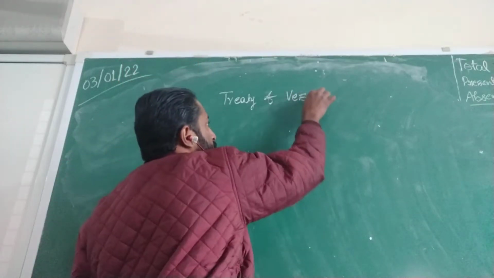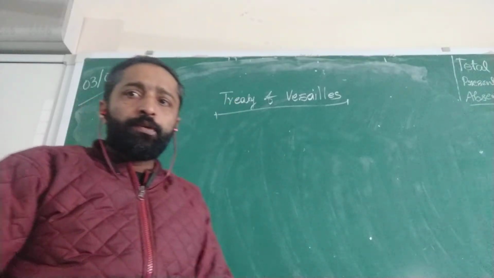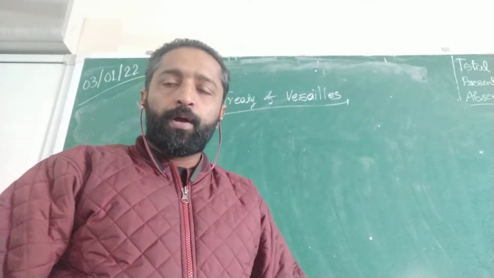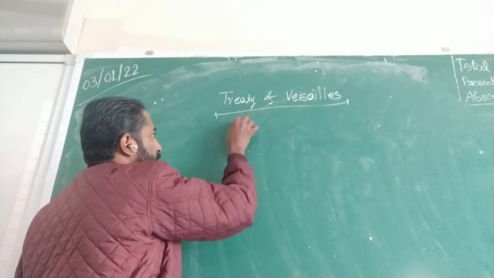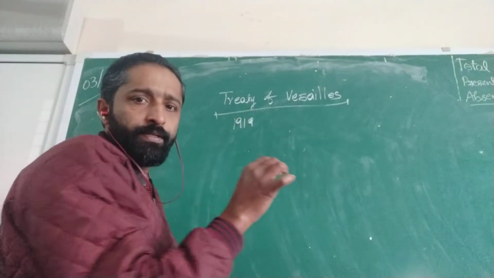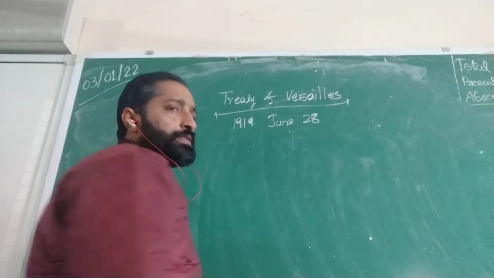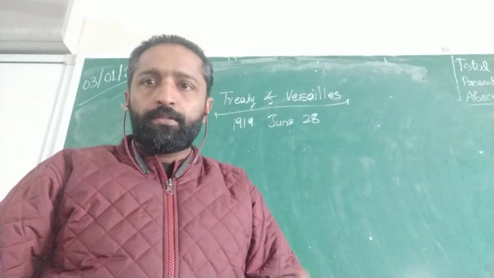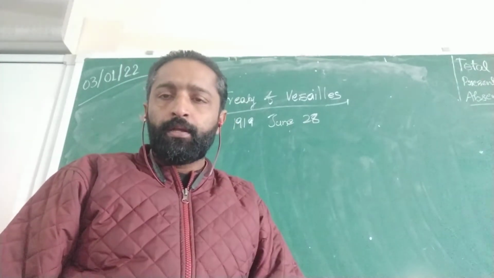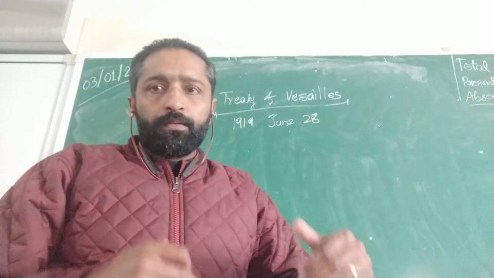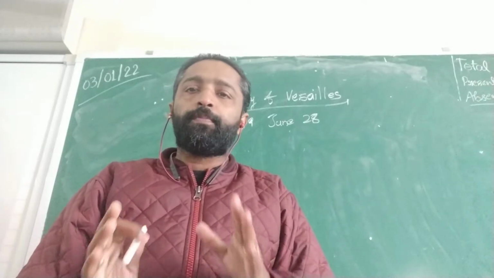Treaty of Versailles. It is with this particular Treaty of Versailles that the First World War came to an end. That happened on June 28th, 1919. The Paris conference that happened in Paris is known as the Treaty of Versailles.